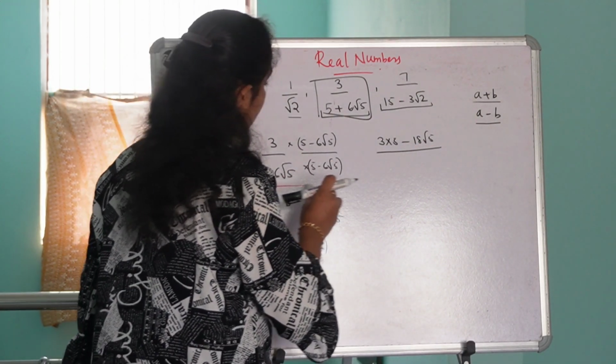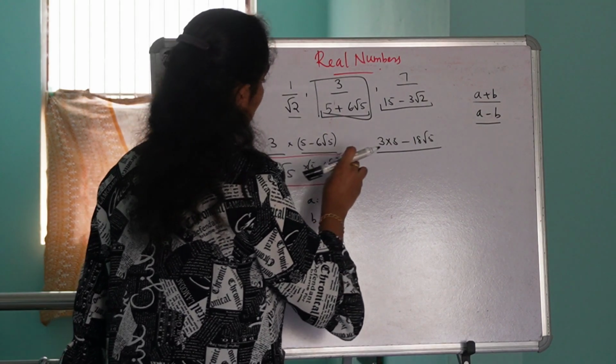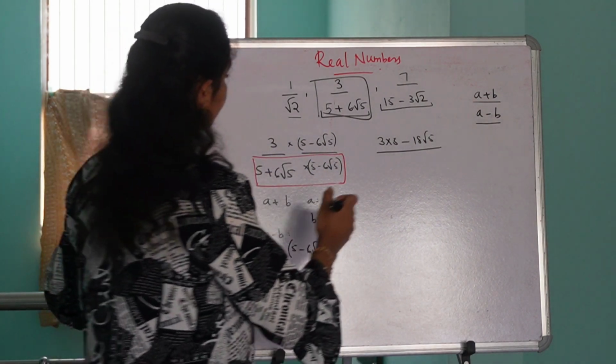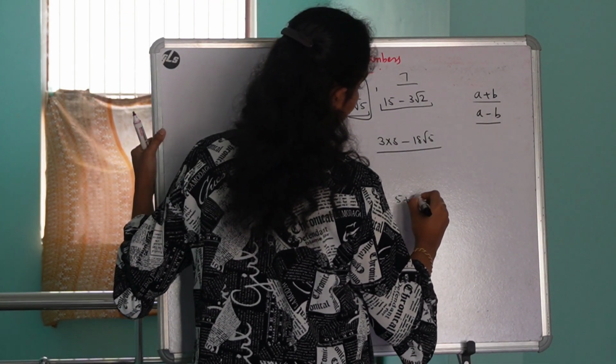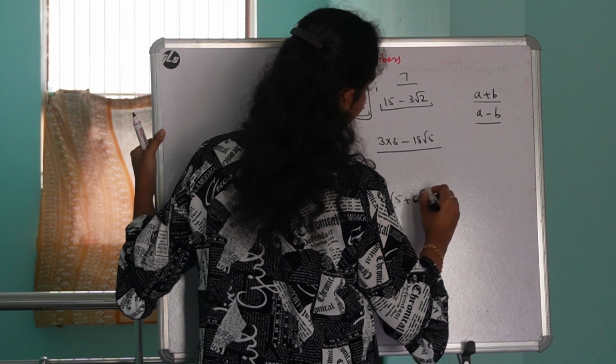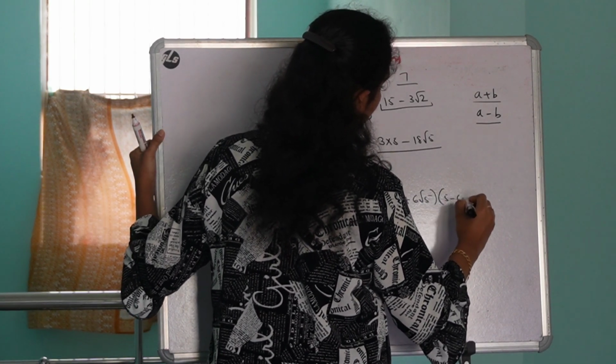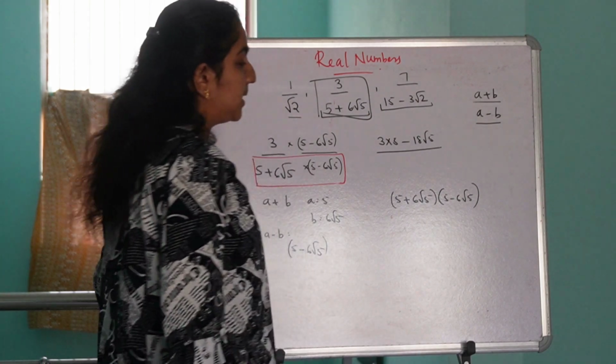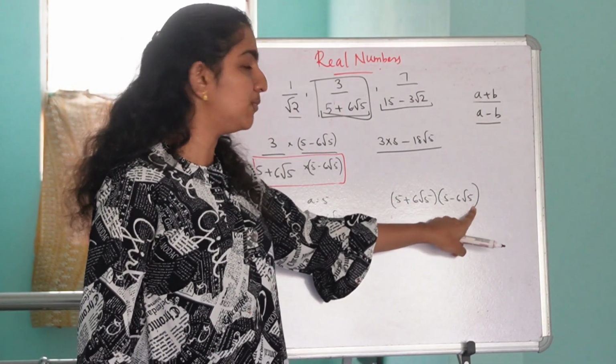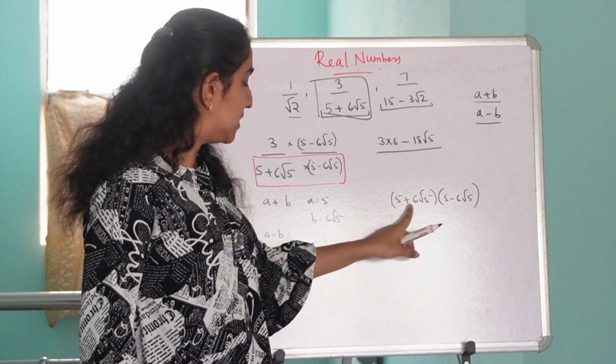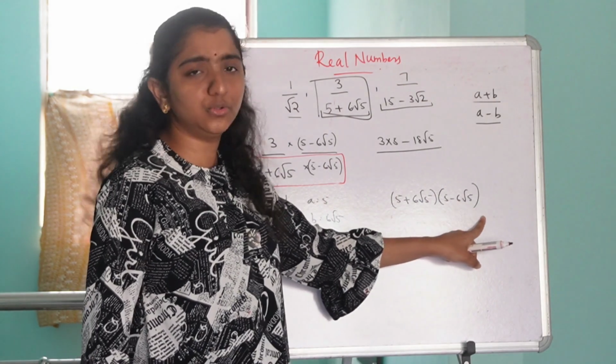Now coming to the denominator. Here in the denominator part you can see we have to multiply 5 plus 6 root 5 into 5 minus 6 root 5. Isn't it? Yes. So here we can use that identity.